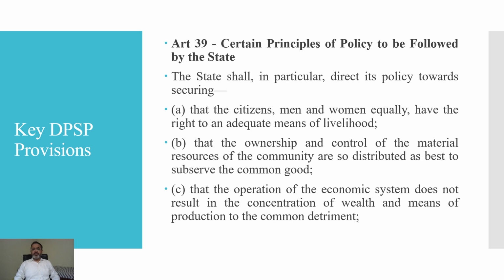Clause C, that the operation of the economic system does not result in the concentration of wealth and the means of production to the common detriment. Now, this is again ensuring that even the economic system must not work in a manner that a few persons' wealth keeps on increasing. So it is actually insisting that the economic system must ensure non-concentration of wealth in the hands of a few. So this is also an important caveat, and many therefore argue this to be an example of a socialist constitution where capitalism is being opposed.